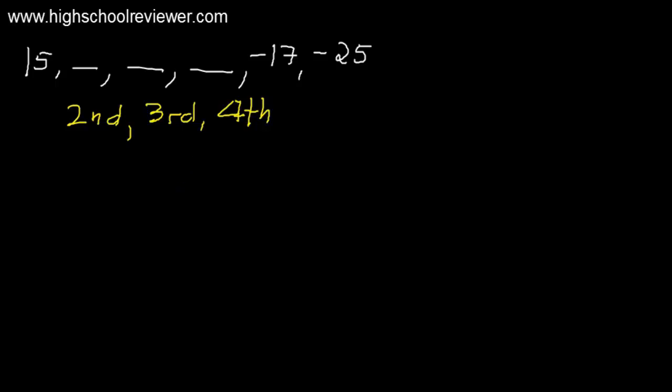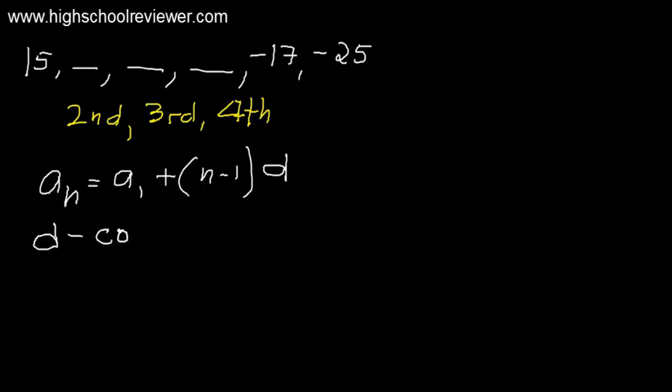Now, to find the missing terms, we are going to use the equation a sub n is equal to a sub 1 plus n minus 1 multiplied by d. So our d here is the common difference.